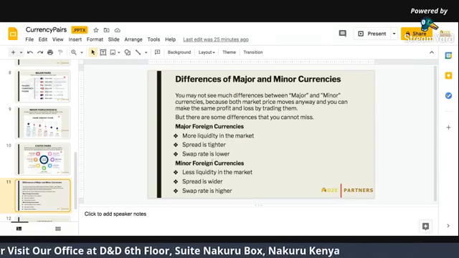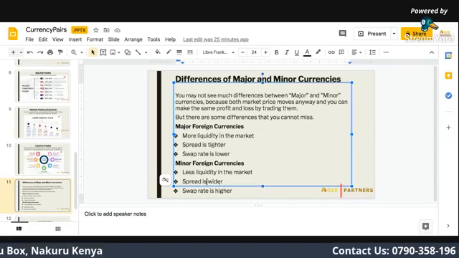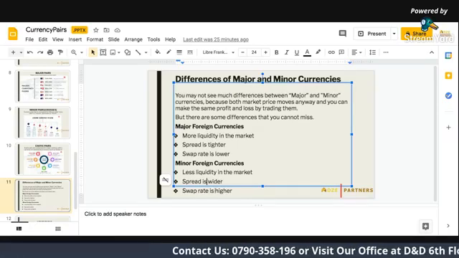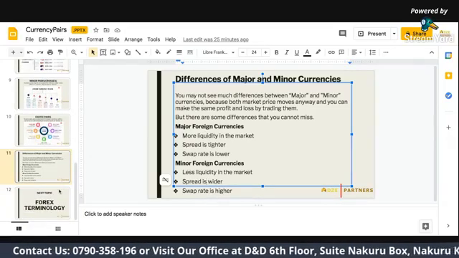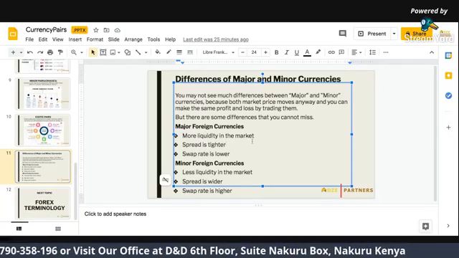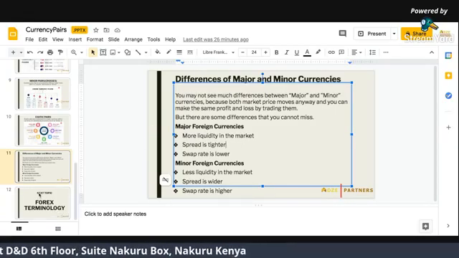Then for the minor foreign currencies, there is less liquidity, and the spread is wider. This is the major difference. The spread is wider, and also the swap rate is higher. That is the charge that your broker is charging you for holding a trade for more than a day. So that is it for the currency pairs.